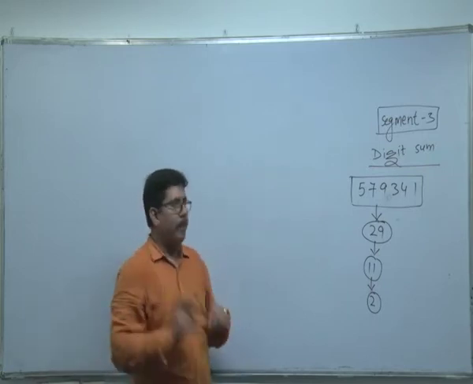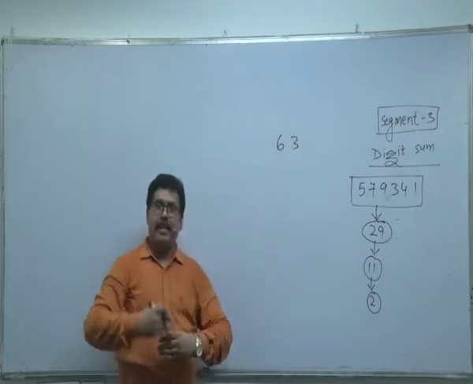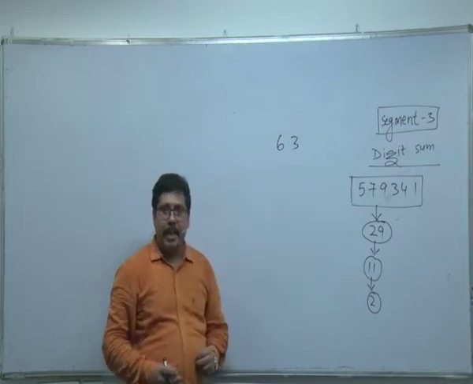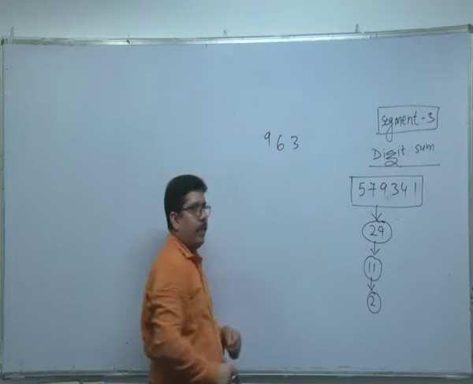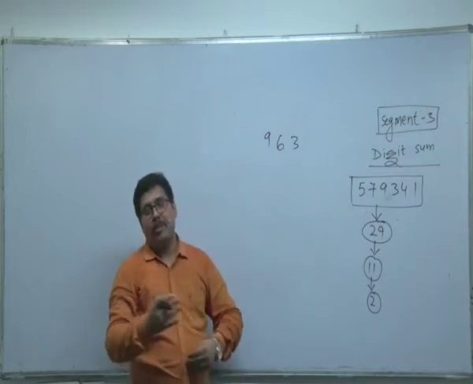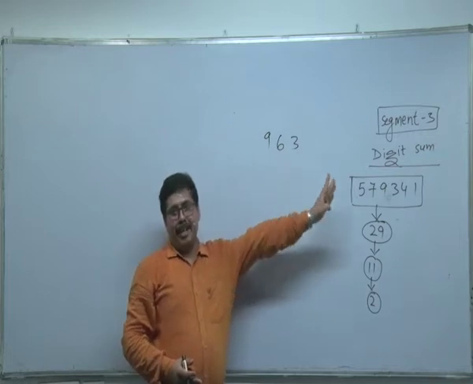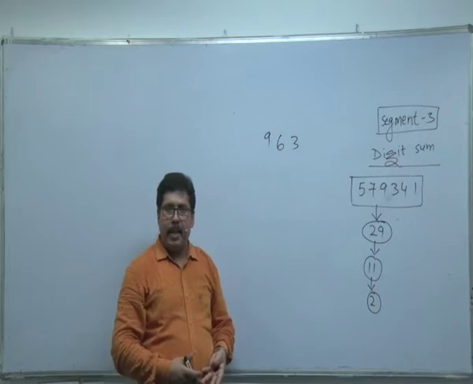Let us take one more example. 63 is multiple of 9. 9 7s are 63. So sum of the digit of this number is 9. If I add 9 before 63, what is your sum of the digit? 9, 6, 15, 15, 3, 18, and 18 is eventually 9, so my number is still multiple of 9.